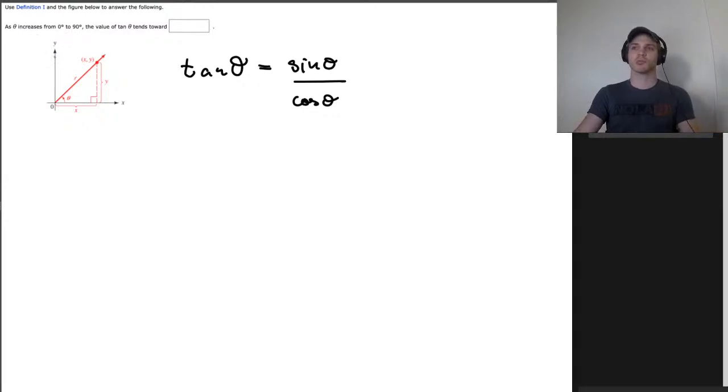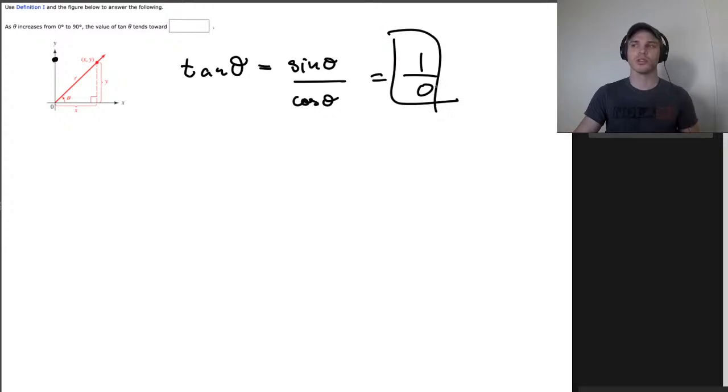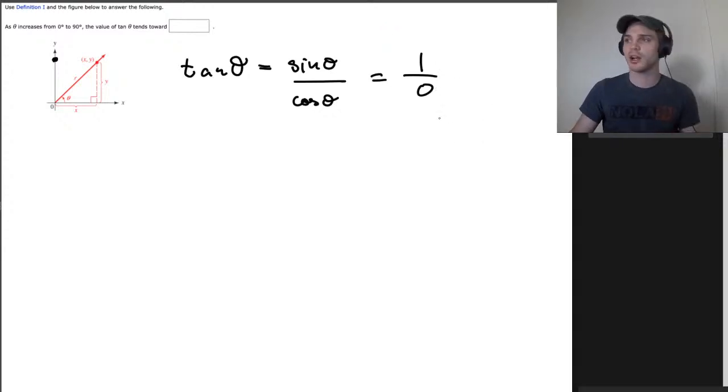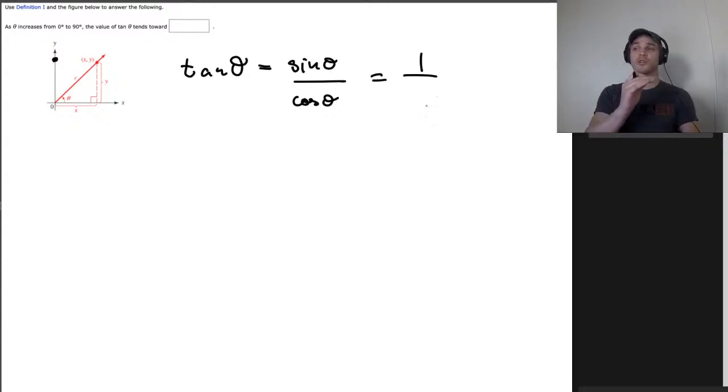Sine, what does it approach? Well, we know what sine of 90 degrees is. Sine of 90 degrees becomes 1 as you get closer and closer to 90. But cosine actually gets closer and closer to 0. And this situation is really important to understand. What we're saying here is not that the angle becomes 90 degrees. It gets closer to it, tends toward it. So cosine never actually becomes 0. It just gets close to 0.